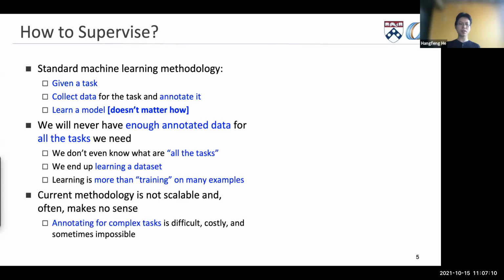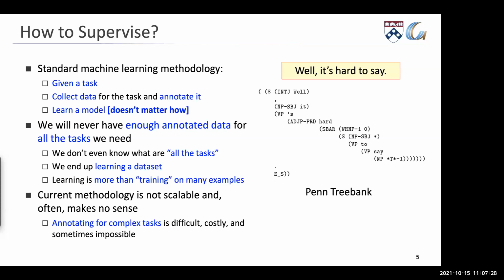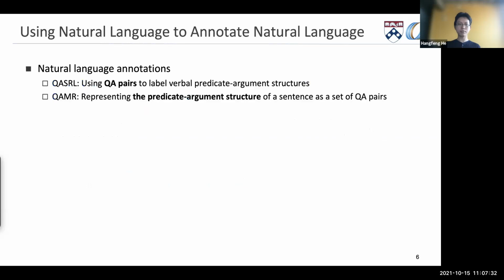Therefore, learning is more like training on many examples based on the strong memorization ability of deep networks. In a word, the current methodology is not scalable and more often makes no sense, because annotation for complex tasks can be quite difficult. For instance, given a quite simple sentence, "Where is hard to say," to annotate the constituency parsing tree, we can see that the annotation is quite complex and requires expert annotators. To alleviate the supervision bottleneck in NLU, a promising way is to use natural language to annotate natural language.